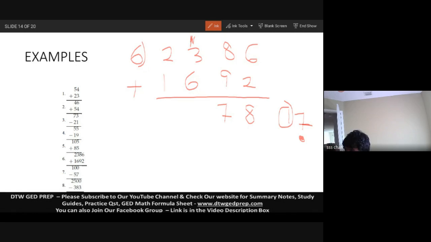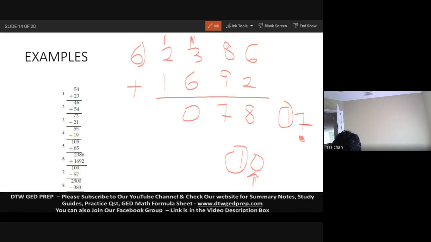When we add 3 plus 6, that gives us 9. Then 9 plus 1 gives us 10. Same thing, we can't write 10, so we write down the 0 and take over the 1 to the other side, like this.